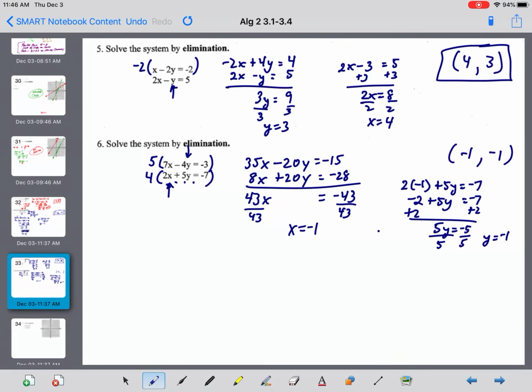Divide by 5, and y is negative 1. So we get a negative 1, negative 1 intersection point. Again, could you put this in the Desmos?